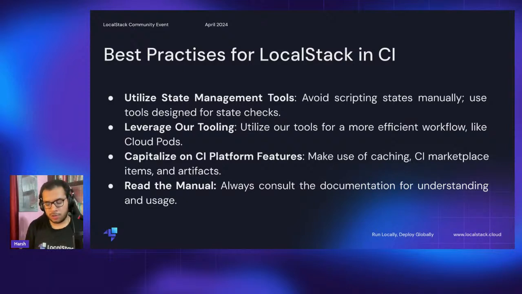The second one is to always try to leverage our tooling. We are investing a lot of resources and time into building a much more efficient workflow that allows you to test your AWS applications reliably. So just get on using that. The third one is to always try to capitalize on CI platform features. Make use of things like caching, CI plugins, marketplace items or artifacts, because we have been using them heavily, especially with things like GitHub Actions, and they have been working out really well for us.